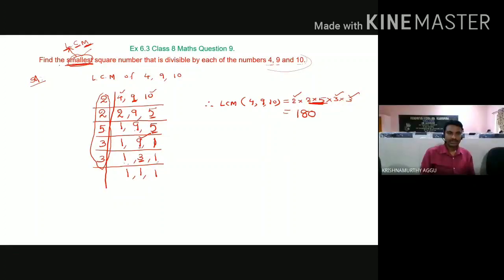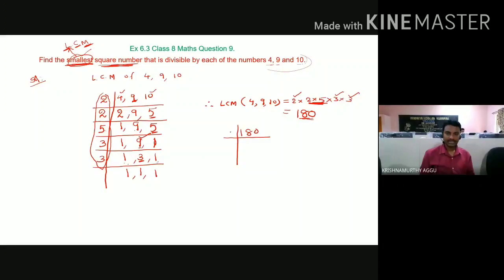You observe here, as per the question, find the smallest square number. You need to find out the square number only. But is 180 a square number? 12 square 144, 13 square 169, 14 square is 196. But 180 is not a perfect square number. So what we will do, let us do the prime factorization of this 180.